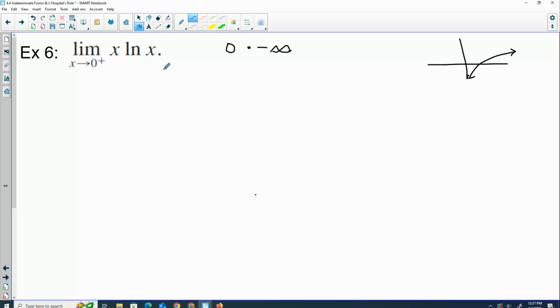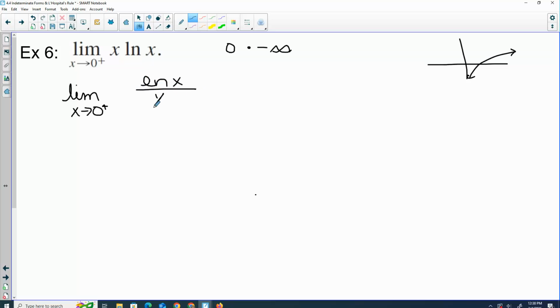So our strategy is to rewrite this. It has to be mathematically equivalent. So I can't just say x divided by the natural log of x. Is that the same thing as x times the natural log of x? No. So if you want to move one of them to the bottom, you have to do the reciprocal. Now, would you rather do the reciprocal of x or a natural log?